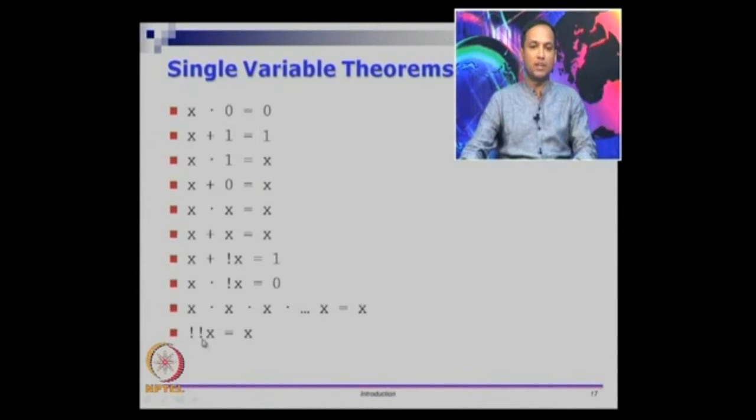Finally, complement of x is x itself. So this is double negation. If I invert and invert once more, then the output is the same as the input itself. So these are single variable theorems.